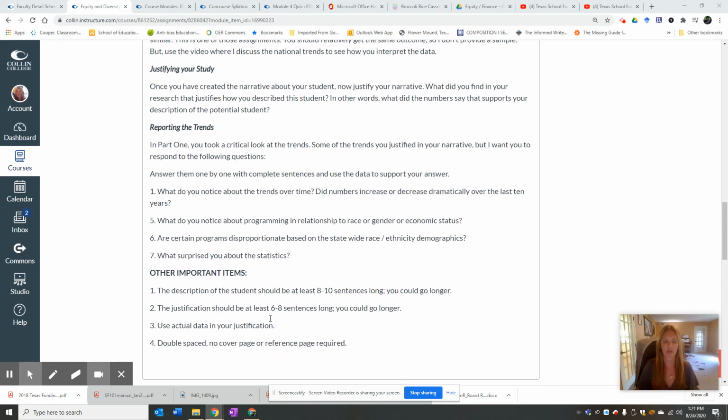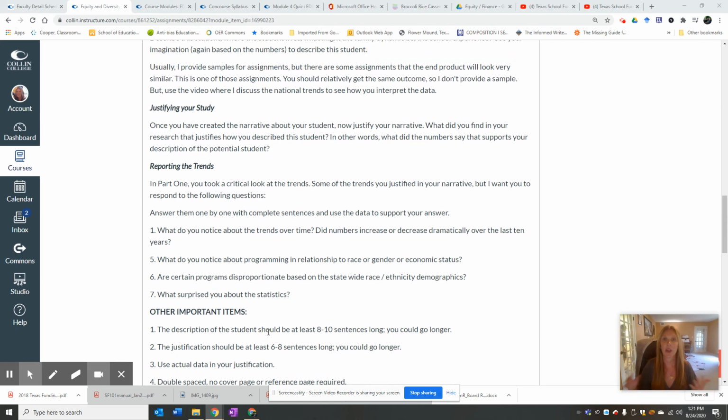I give you some general information down here about the assignment. I don't have an example for you because it depends, again, on which region you look at. Most students end up doing it on the same region. It's the region that has the highest number of students, and so you would find similar patterns, or you should find similar patterns. So I don't have a sample to show you.